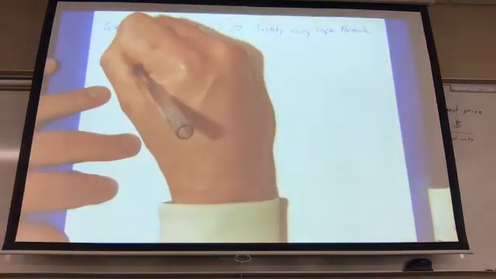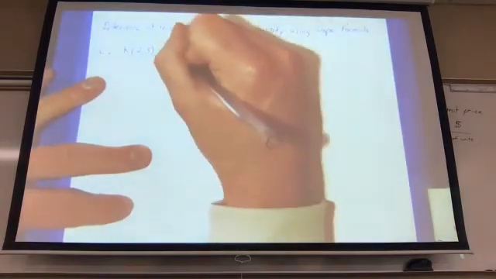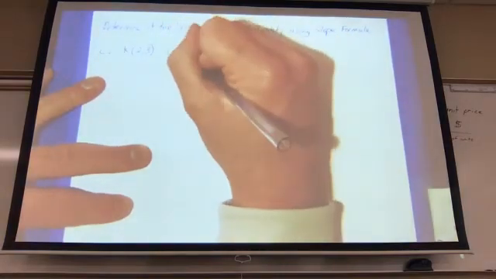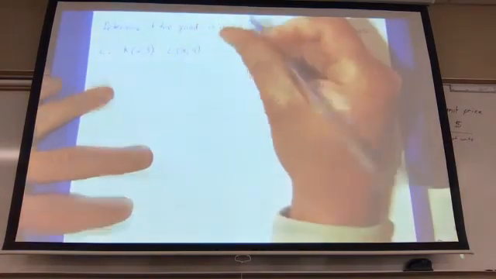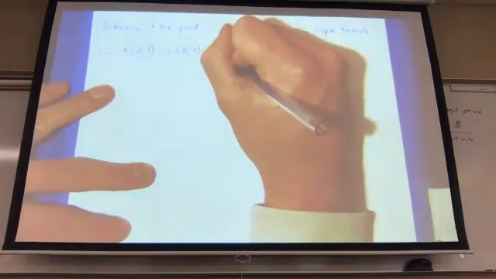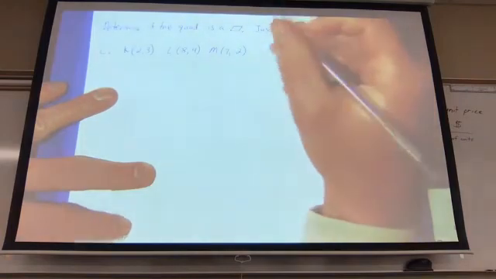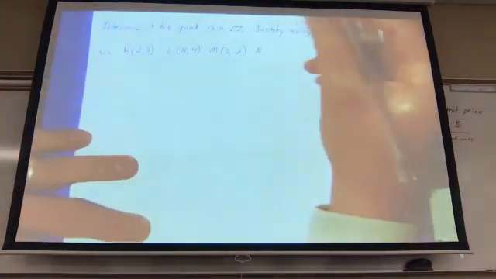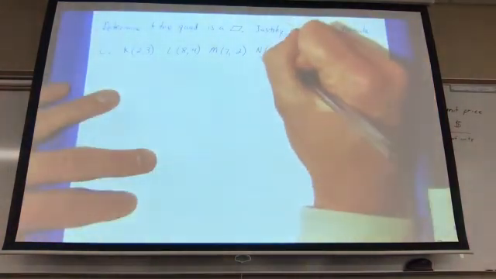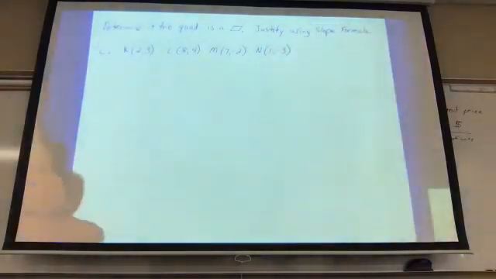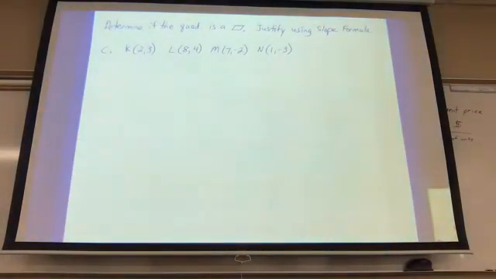So we're going to say that point K is at 2, 3. Point L is at 8, 4. Point M is going to be at 7, negative 2. Point N is going to be at 1, negative 3.